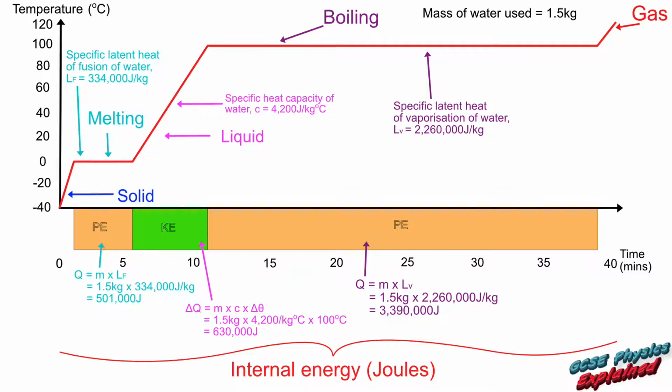Now I'm using the equation involving specific latent heat of vaporization to show how to calculate the amount of energy needed to evaporate the water into steam, changing state from liquid to gas. Note that it takes much more energy to evaporate a substance than it does to melt it.